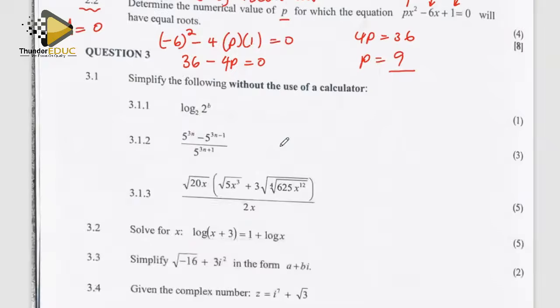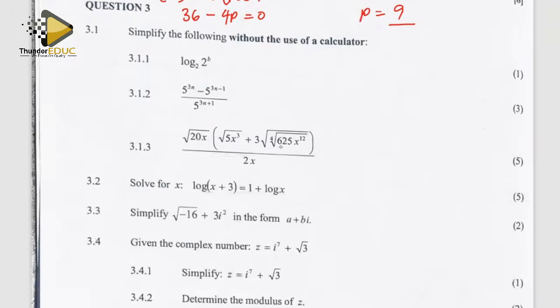All right. Then question 3, simplify the following without the use of a calculator. So 3.1.1, we're using the power rule of logs. So this b becomes a coefficient, meaning that b log 2 base 2. Now log 2 base 2 is equivalent to 1, okay, meaning that our final answer will be just b.